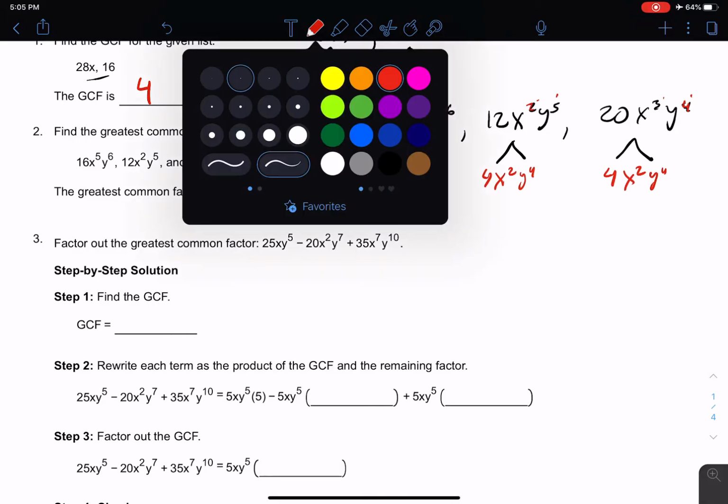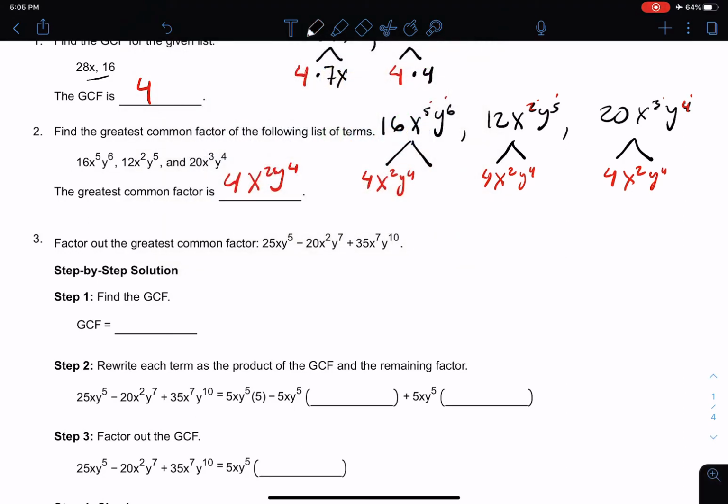What is left? Because it is a good thing to practice. What factors are left? Well, 4 times 4 gives us that 16. x squared times x to the 3rd gives us our x to the 5th. And y to the 4th times y to the 2nd. Okay, so there it is. That's quite a bit. Those are the remaining factors.